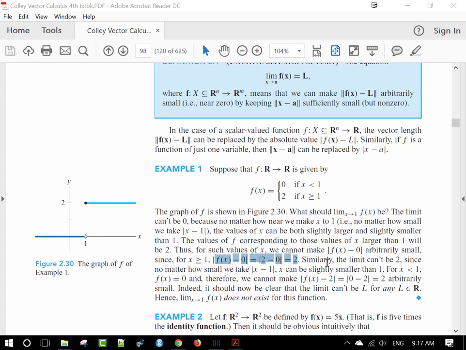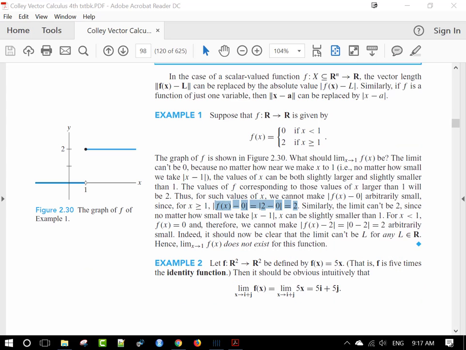And similarly for the right. So there is no limit. The limit does not exist for this function. So we have to remember that there are cases where the limit doesn't exist.